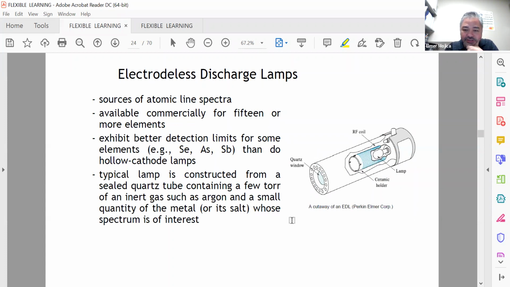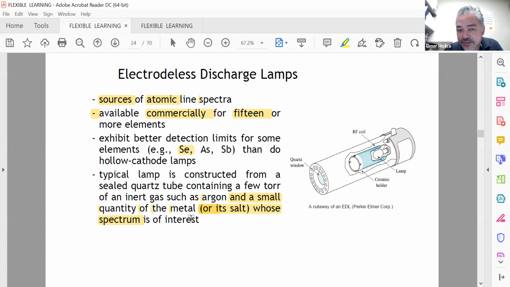Now, we can also have the electrodeless discharge lamp. This is a source of atomic line spectra, and it's available commercially for 15 or more elements. It exhibits better detection limits for some elements like selenium, arsenic, and antimony than hollow cathode lamps. The typical lamp is constructed from a sealed quartz tube containing a few torr of inert gas such as argon and a small quantity of the metal or its salts whose spectrum is of interest.